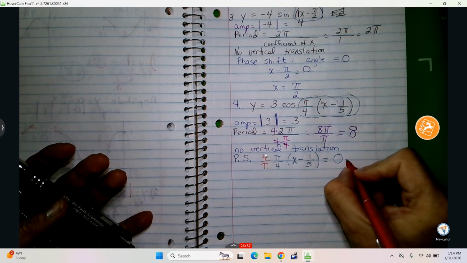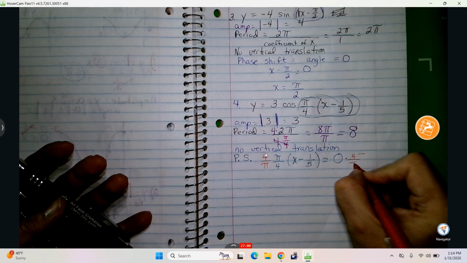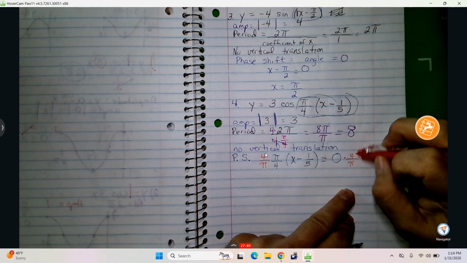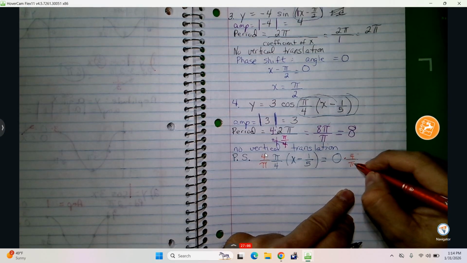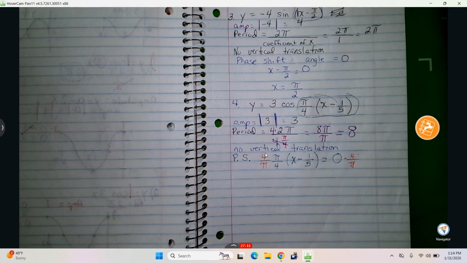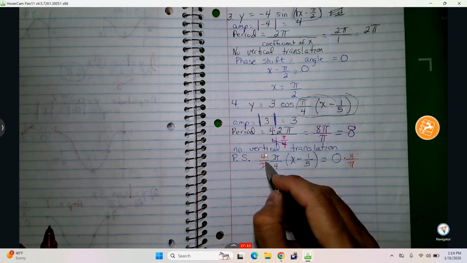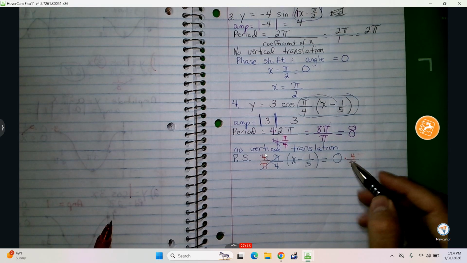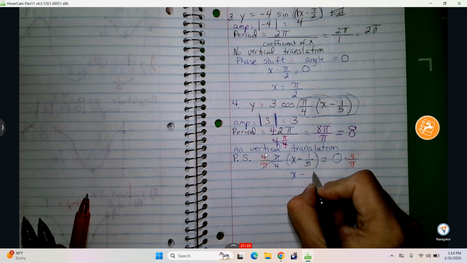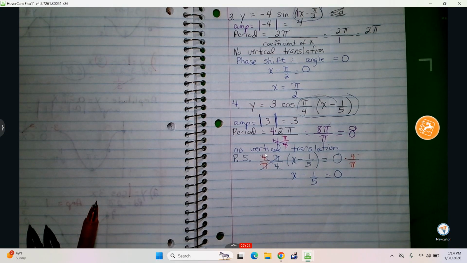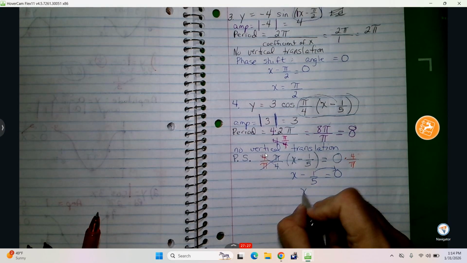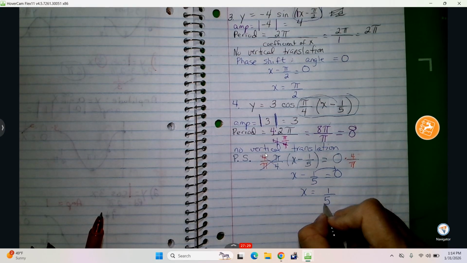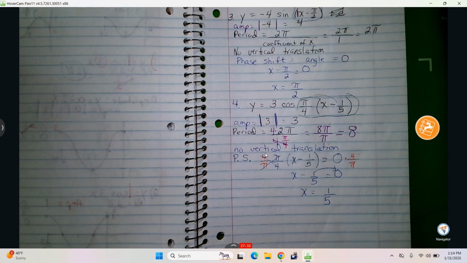Why would we do that? Well, oops. I have a pen that erases. There. Well, by doing that, aren't the 4 and the pi's gone? All we have is x minus 1/5 equals 0. Isolate the x. And what's this phase shift going to be? Will it be to the right or to the left? I'm thinking it's going to be to the right.